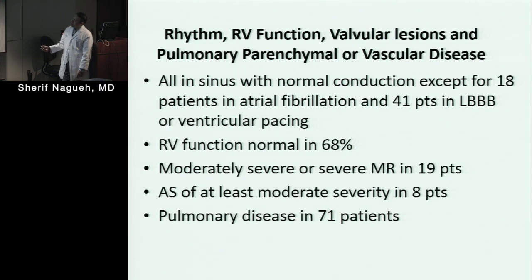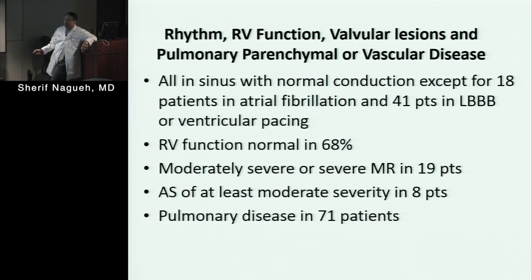All patients were in sinus rhythm except for 18 in atrial fibrillation, 41 patients in left bundle branch block and ventricular pacing. I'm emphasizing these because these are more challenging situations in which to estimate filling pressures. RV function was normal in 68%, moderately severe or severe MR in 19 patients, but as you can tell, this is not a study about filling pressures in patients with mitral regurgitation. AS, as they came, was of at least moderate severity in 8.